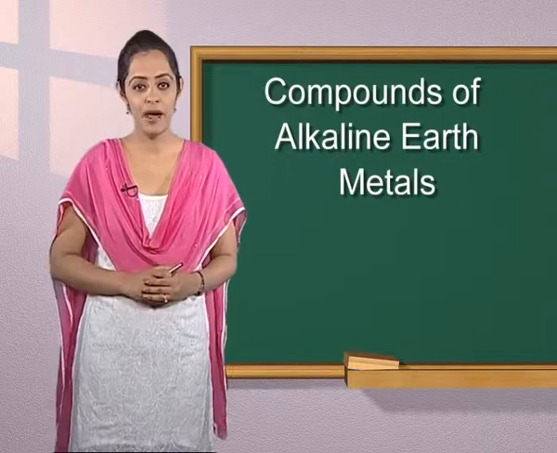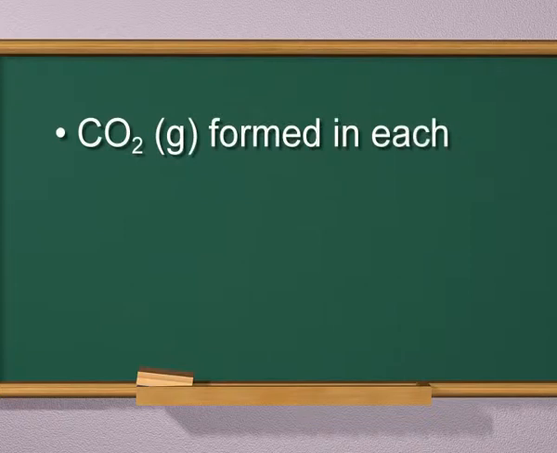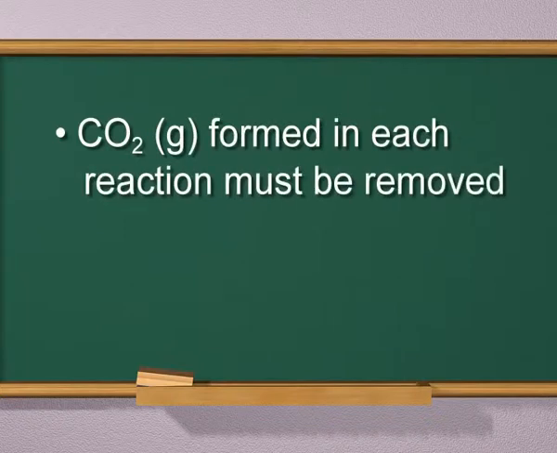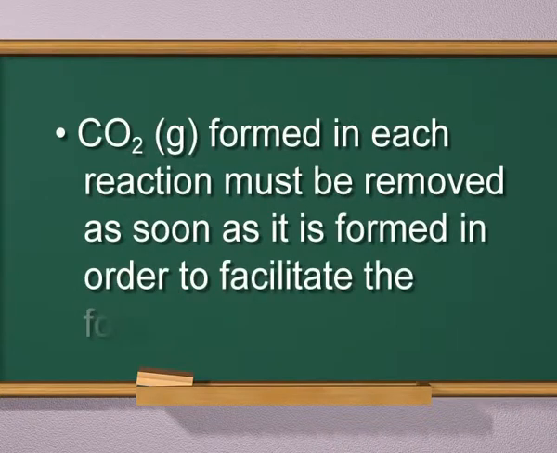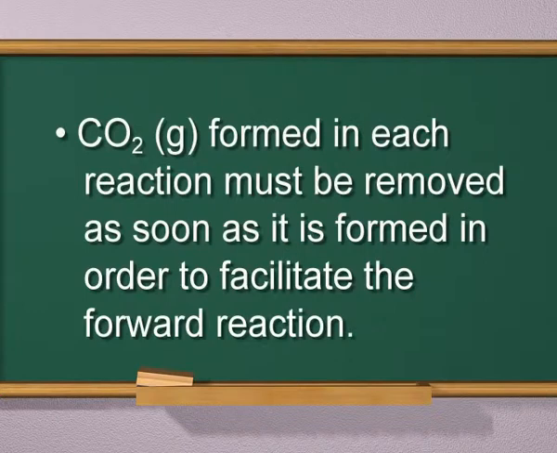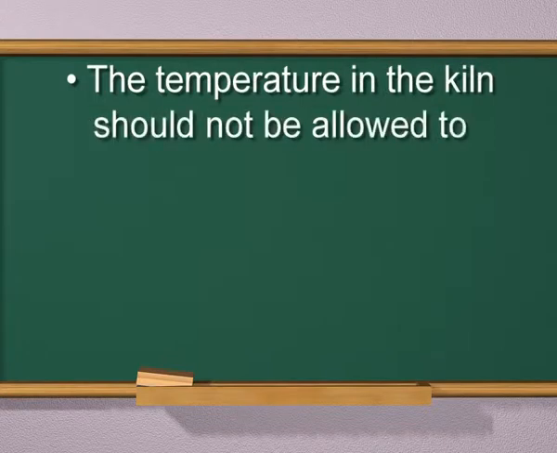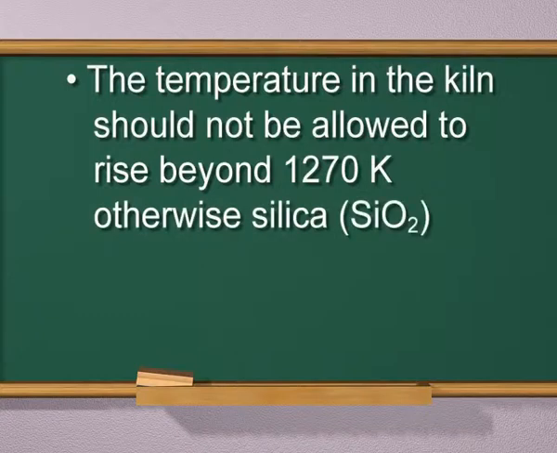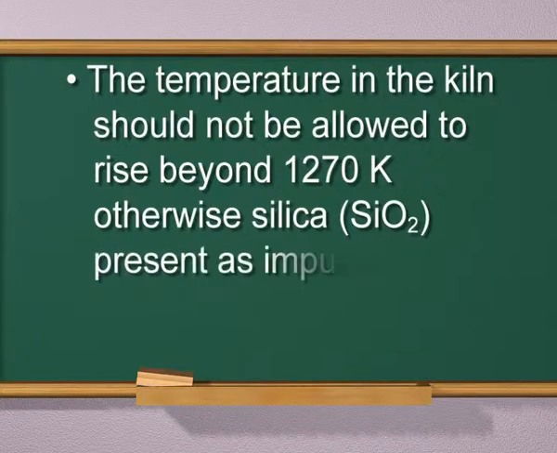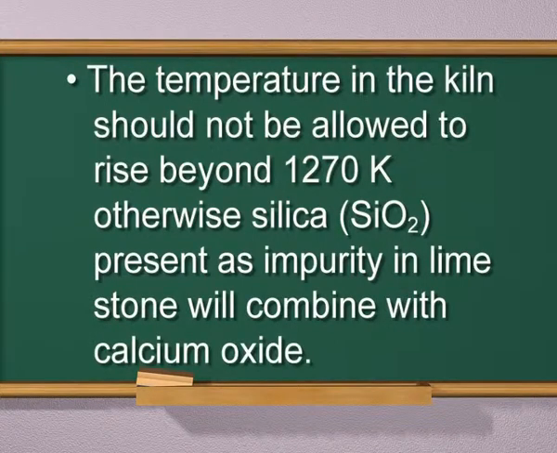Let us list them one by one. First precaution is carbon dioxide formed in each reaction must be removed as soon as it is formed in order to facilitate the forward reaction. Now, the second precaution is the temperature in the kiln should not be allowed to rise beyond 1270 Kelvin. Otherwise, silica, that is SiO2, present as impurity in limestone, will combine with calcium oxide.